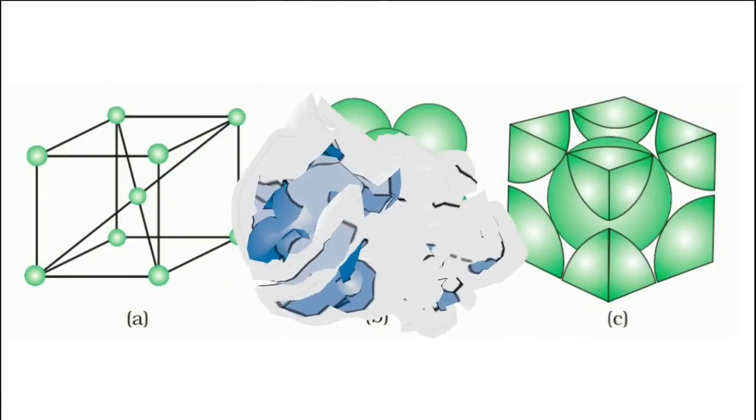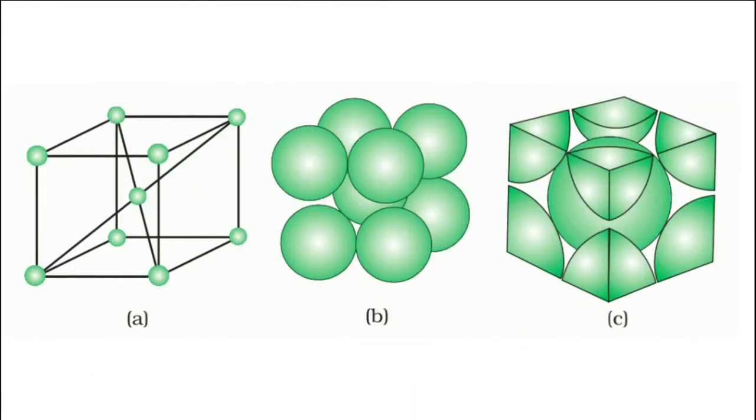So you can see here, this is the actual representation. A is diagrammatically depicted, the open structure. B is the space filling representation, and C is the actual representation, where you can see at the corners that the atom is cut, isn't it? Only 1 by 8 of the portion will be present at each corner. Okay, now we need to calculate this.